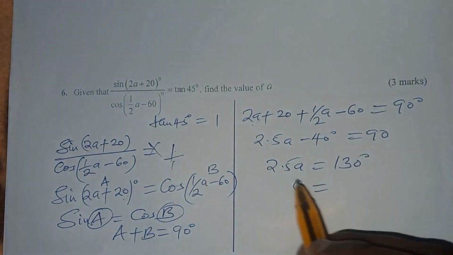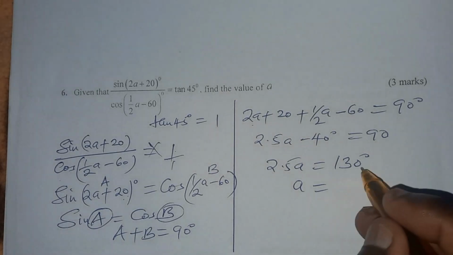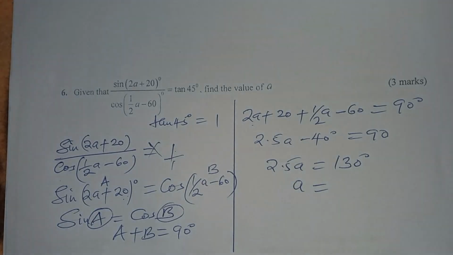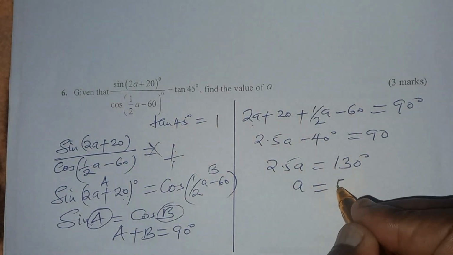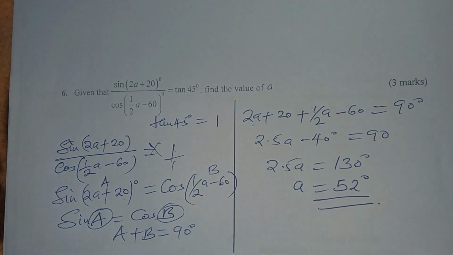To get a, divide both sides by 2.5. a will be given by 130 divided by 2.5. That will give 52 degrees. And that is how you find the value of a.